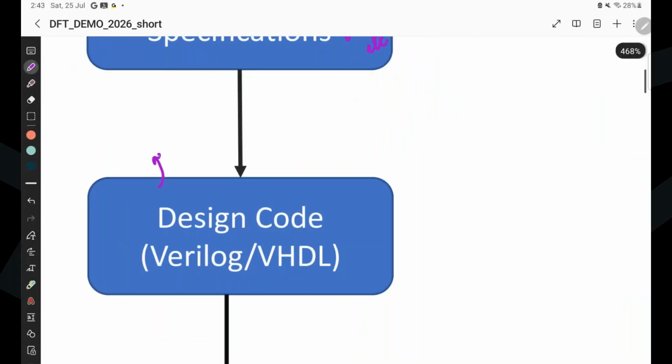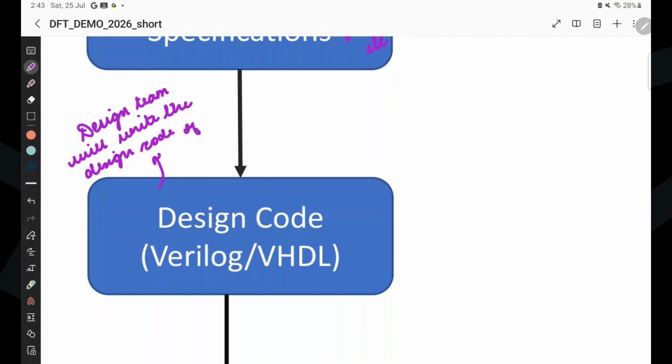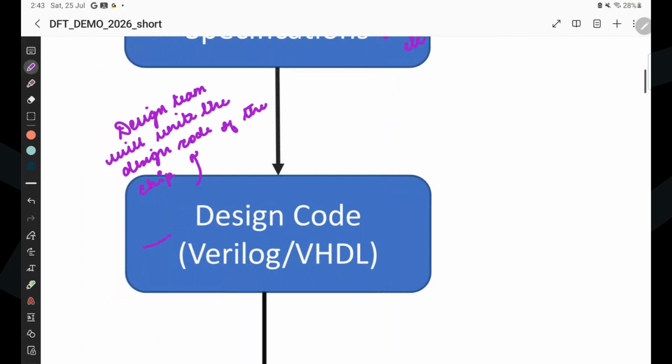So the design team will be writing the design code of the chip. Okay, so the design team will write the design code of the chip. They are basically describing the functionality of the chip.